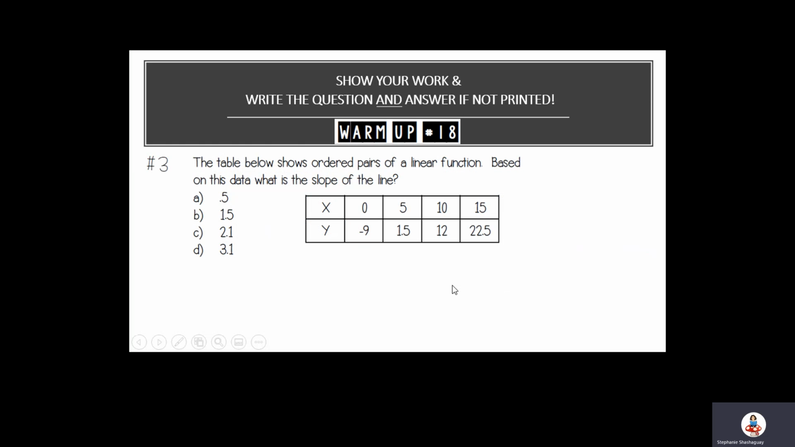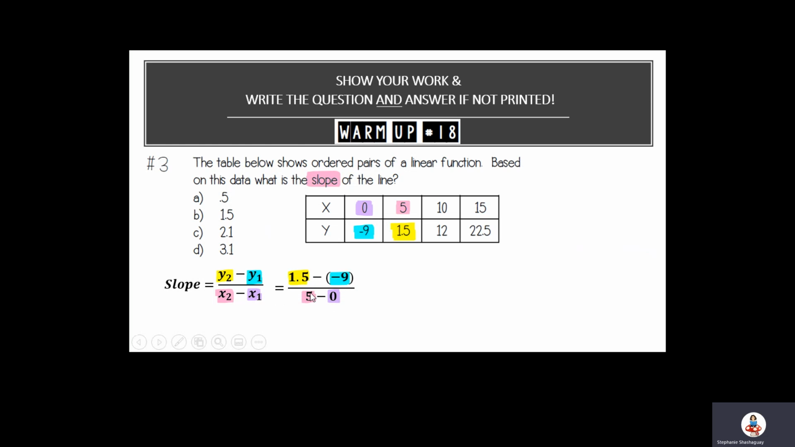Moving on to question 3. The table below shows ordered pairs of a linear function. Based on this data, what is the slope of the line? To find our slope of a line, remember that slope is equal to y2 minus y1 over x2 minus x1, or our change in y over our change in x. So we're going to take these values from our table, these x and y values. I'm going to identify 1.5 as y2, negative 9 as my y1, 5 as my x2, and 0 as my x1.